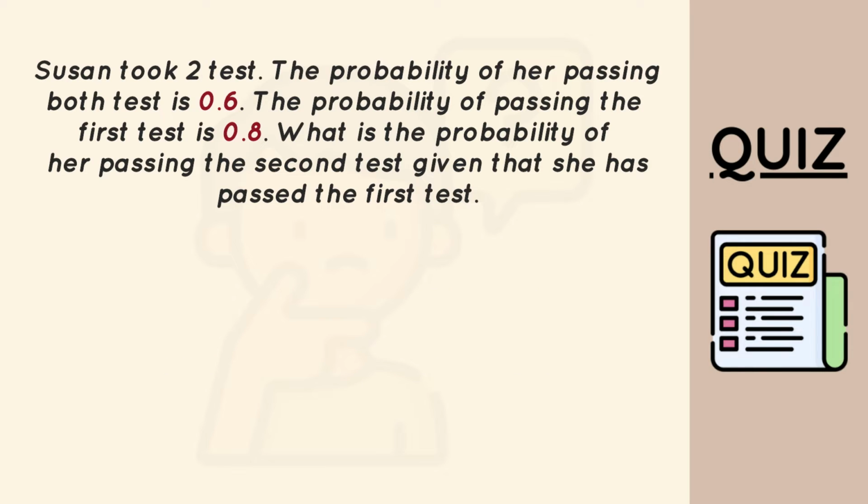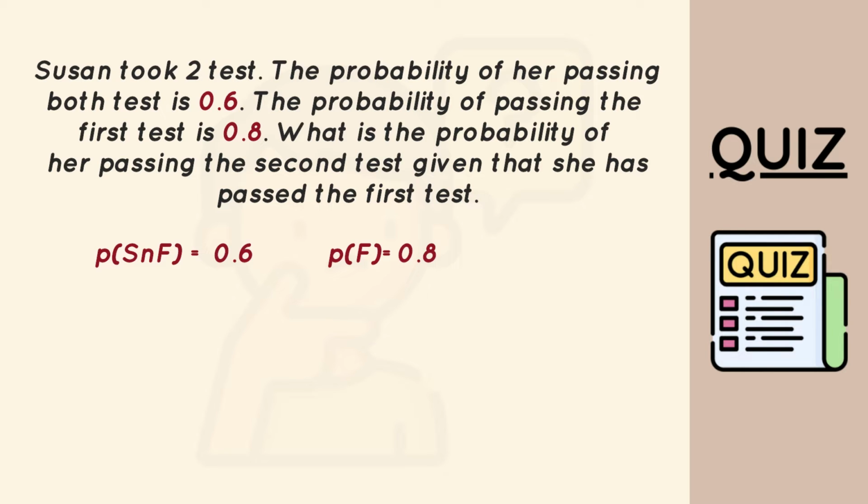So let us try to extract the details given to us in the question. It says that the probability of her passing both tests is equal to 0.6. So that means the probability of her passing the first test and the second test is equal to 0.6. So we have P(F ∩ S), and that gives us 0.6, and the probability of her passing the first test is equal to 0.8, that is P(F) = 0.8.